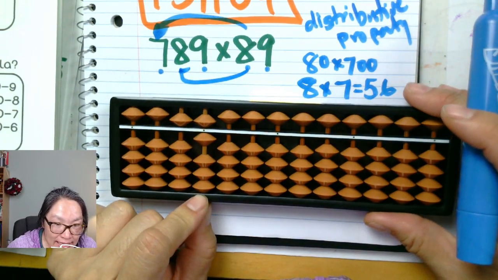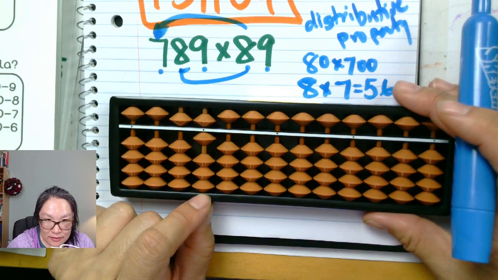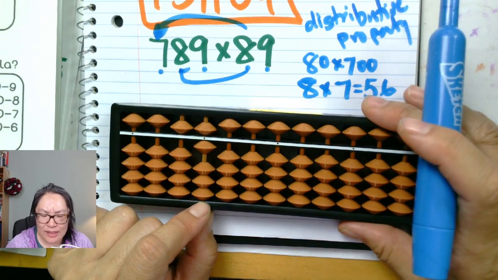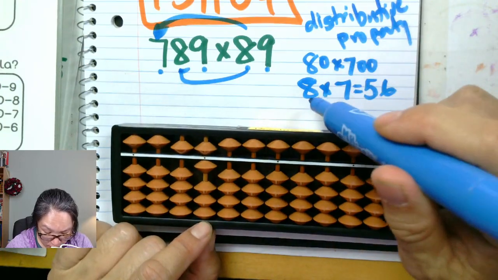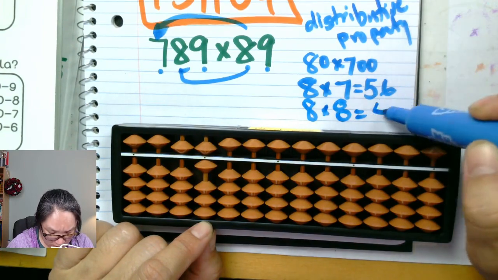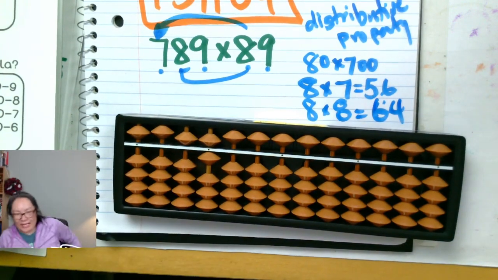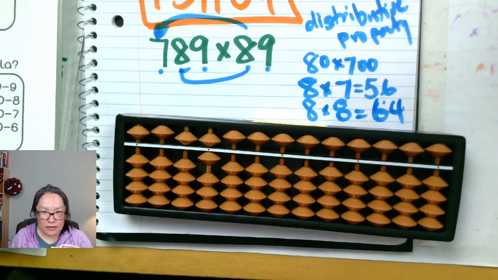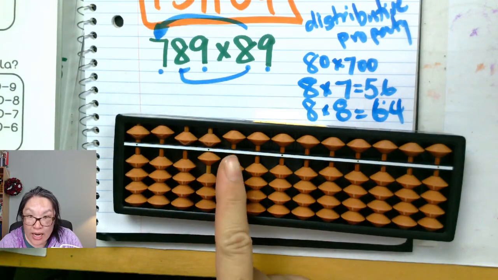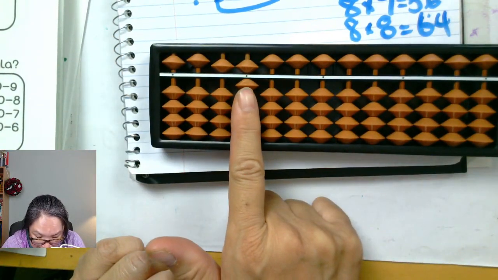8 times 8. What is 8 times 8? Not 74. 8 times 8 is 64. Okay. Because we bumped ahead, we need to start understanding how to add the 6 and the 4.